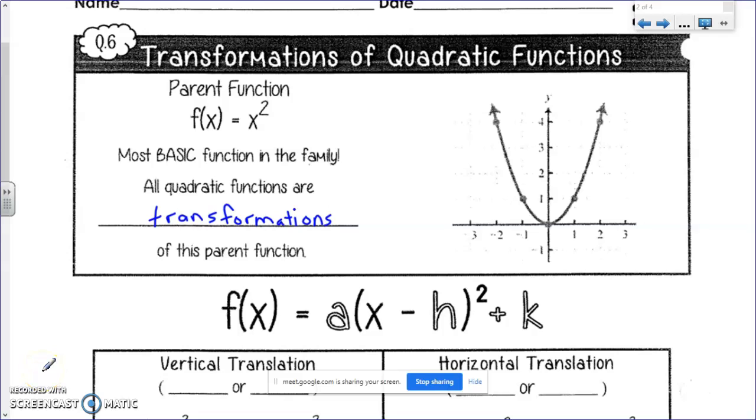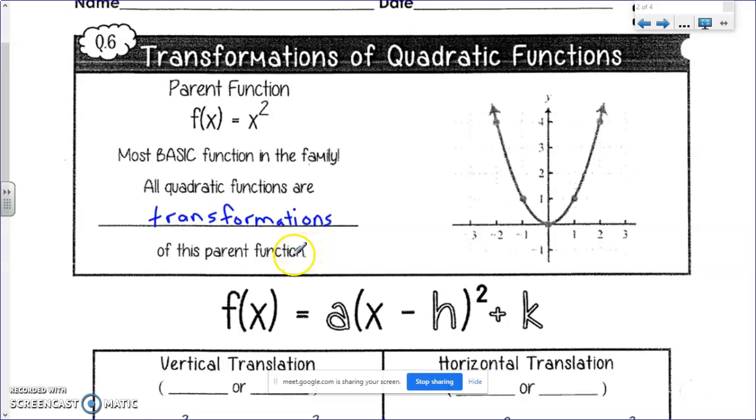All right, today we're going to talk about transformations of quadratic functions. So this is what we call our parent function. This is where your vertex is (0, 0). The function hasn't moved up or down or left or right. It hasn't been stretched to get skinnier or compressed to get fatter. And it hasn't been reflected. It's just no transformation whatsoever. And all quadratic functions are transformations of this parent function.